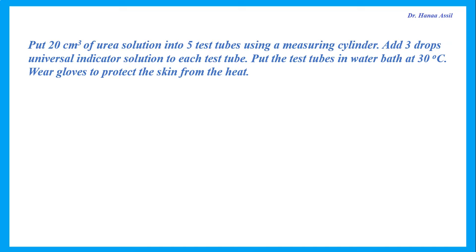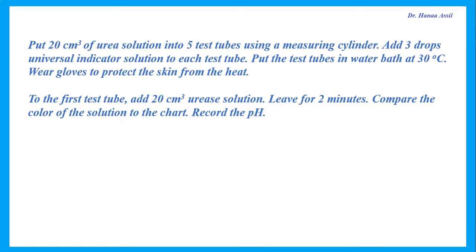So this is an enzyme reaction. It would be best at something like 30 degrees Celsius. Safety precaution, wear gloves to protect the skin from the heat. Then what are we going to do? To the first test tube, add 20 centimeter cubed of the enzyme, urease. Leave for a certain amount of time. Compare the color of the solution. Remember, the test tubes have universal indicator and we have a chart that we can compare to.